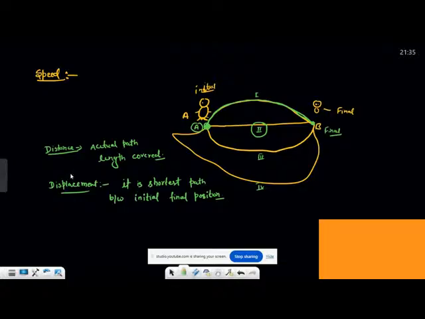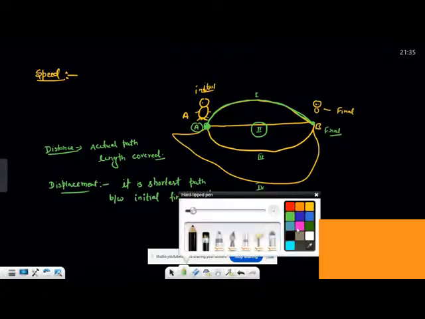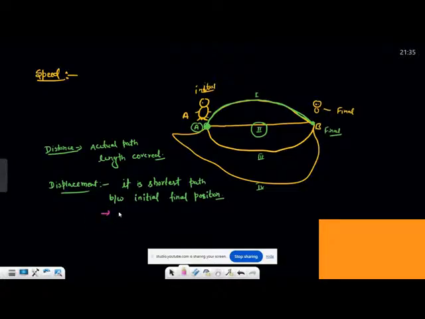One more thing about the displacement is that displacement is a vector quantity. What does it mean? Actually, distance and displacement both have magnitude, but only the displacement has direction, and its direction is from initial to final.